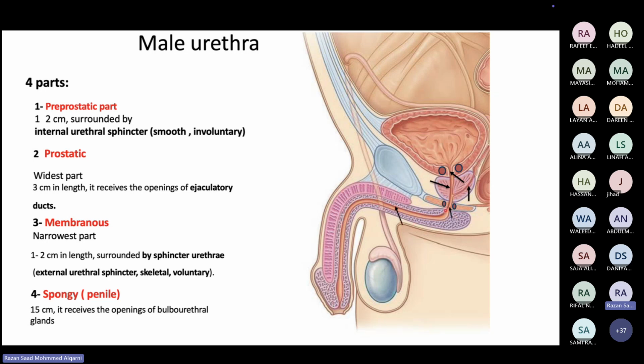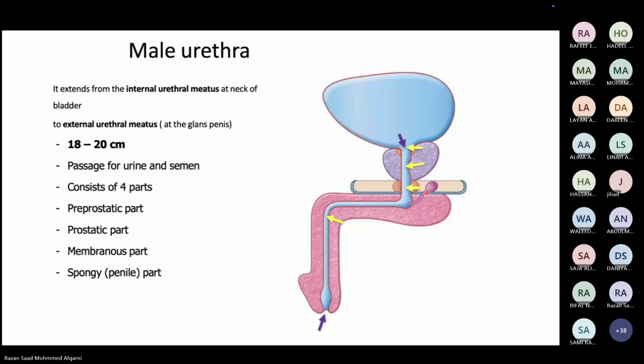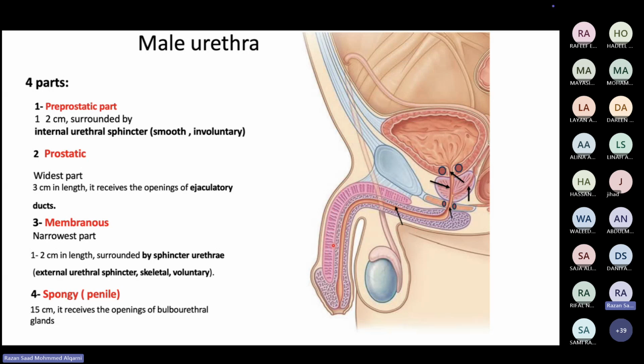Finally, we come to the long part, which is the spongy or penile part, which is 15 centimeters. As you can see, especially in the previous picture, the spongy part also receives a duct. This is from the bulbourethral glands, so it opens into the spongy or penile part. You're going to know the function of these glands in the reproductive system.